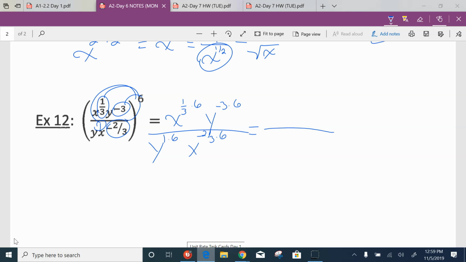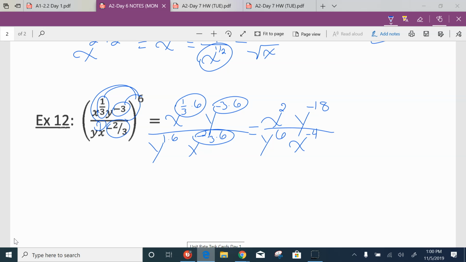I clean everything up. X, 1/3 times 6 is 6/3, which simplifies to 2. Y is going to be negative 3 times 6, which is negative 18. On the bottom, I have y to the 1 times 6, which is 6. And I have x, negative 2/3 times 6 is negative 12 divided by 3, which would be negative 4.